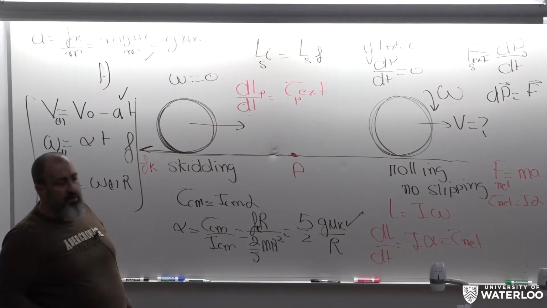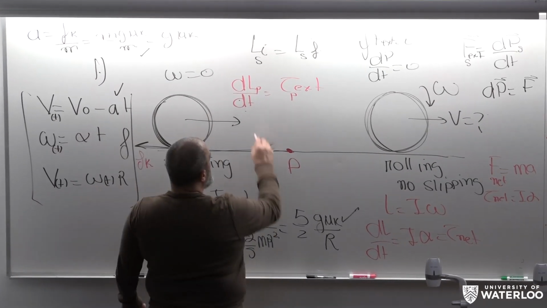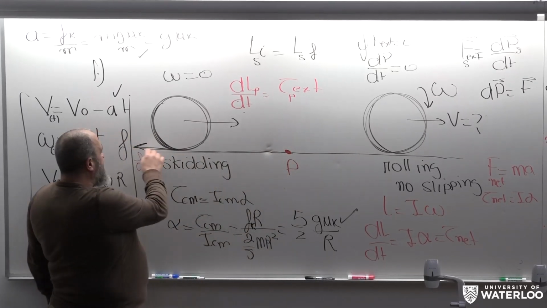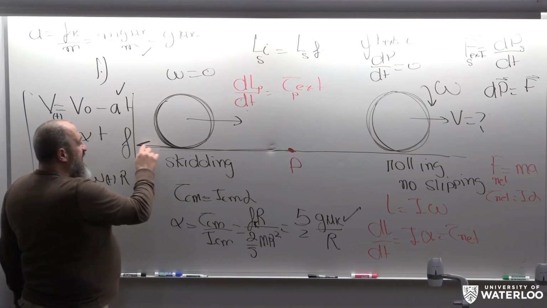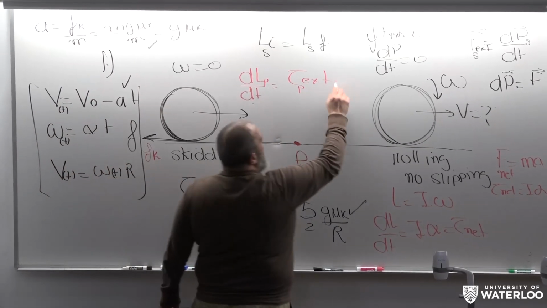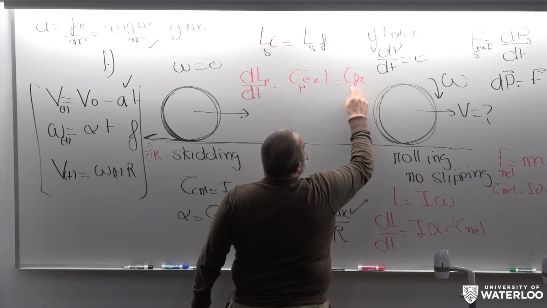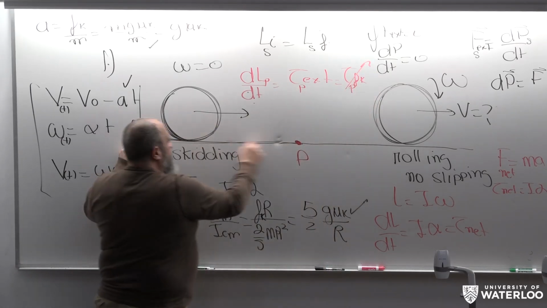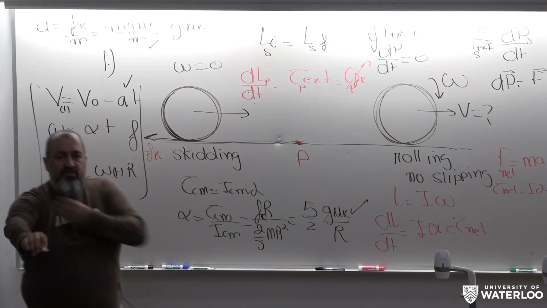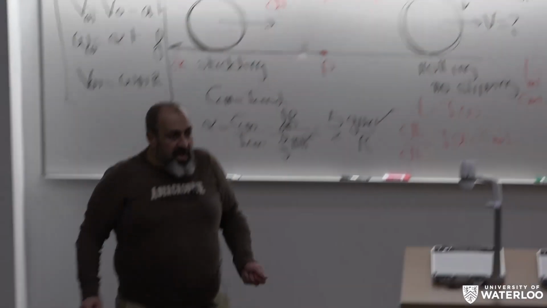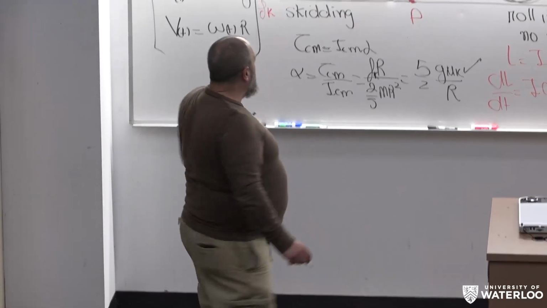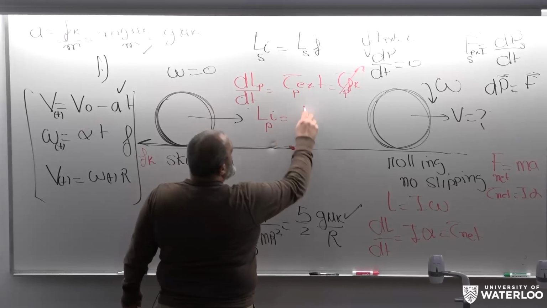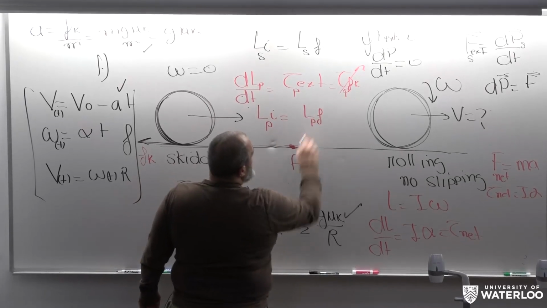So how does that work? Well, dL by dt is equal to tau external about point P. What is the only force acting about point P? F kinetic. And what is the tau of F kinetic about P? That is 0. Why? Because F kinetic points into the pivot. Okay? This is not going to create any torques. We have something to play with in that we can now say L initial about P is equal to L final about P of the system.